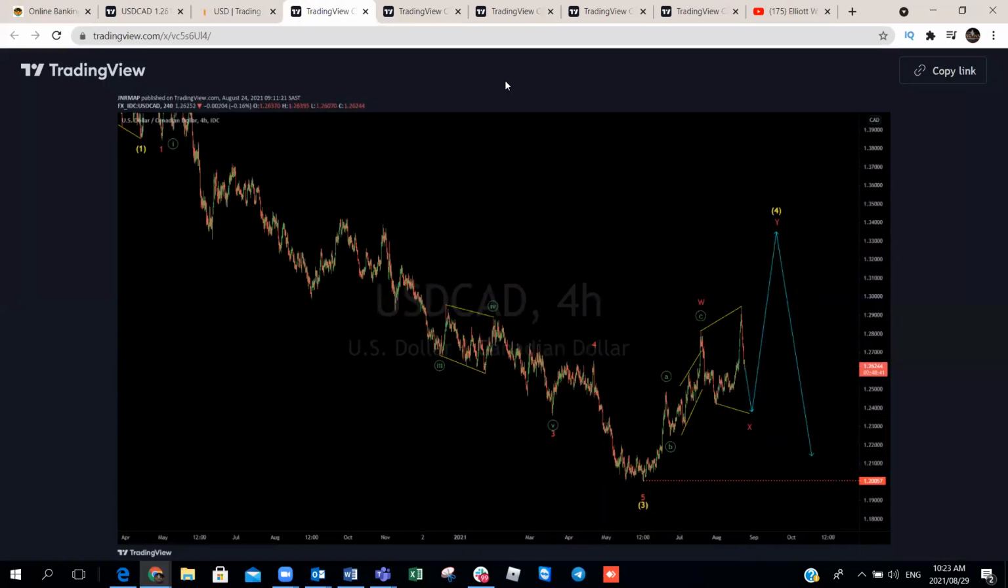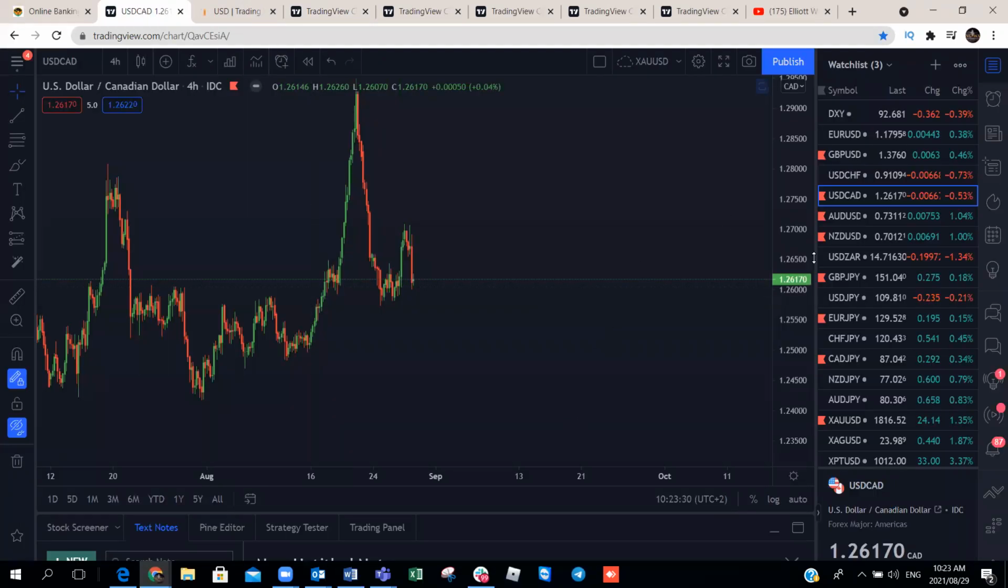So this is the reason why we expect what we're expecting here. We've got a pullback here. We still expect this to make a continuation to the downside. So we can play this bigger structure here on US dollar CAD. Very clear structures for this week. So look out for this. Very interesting one for the next week.